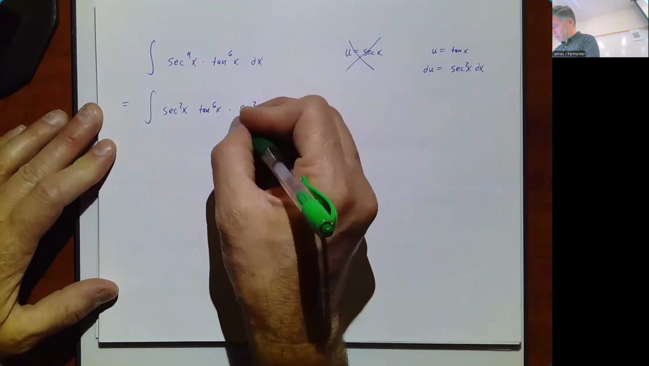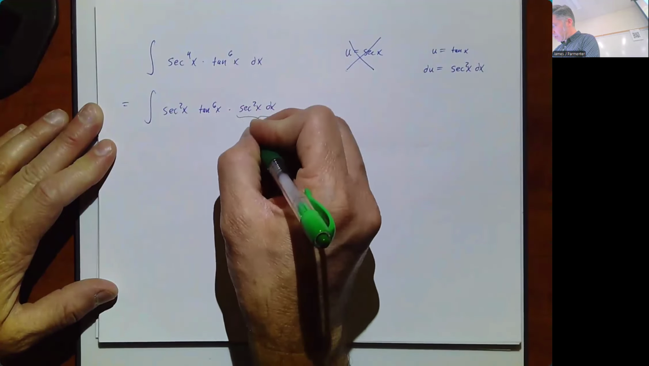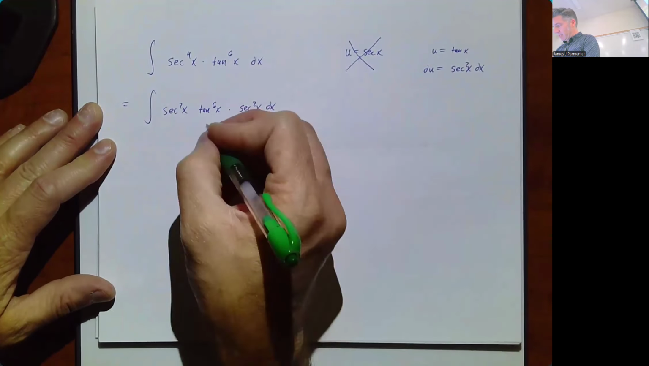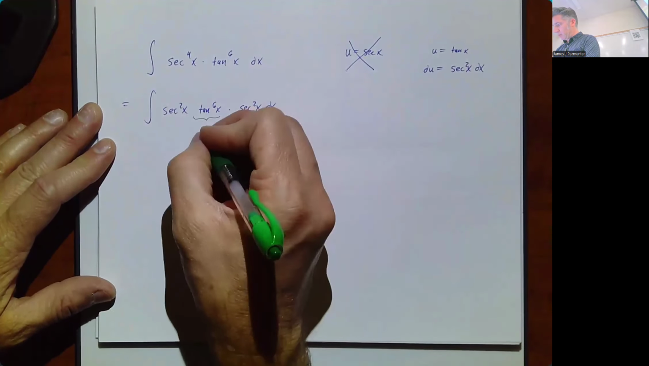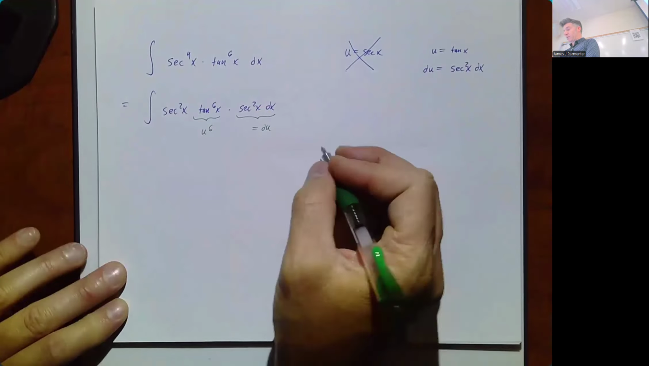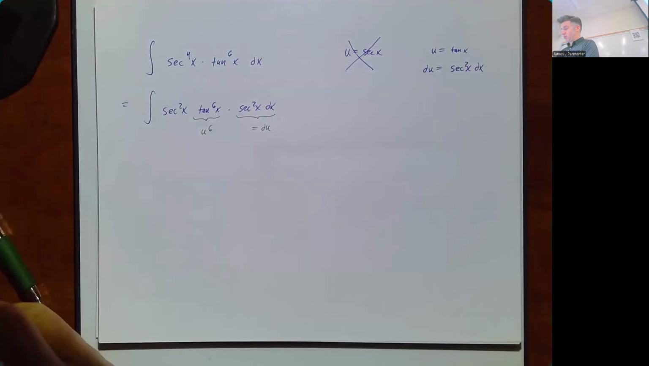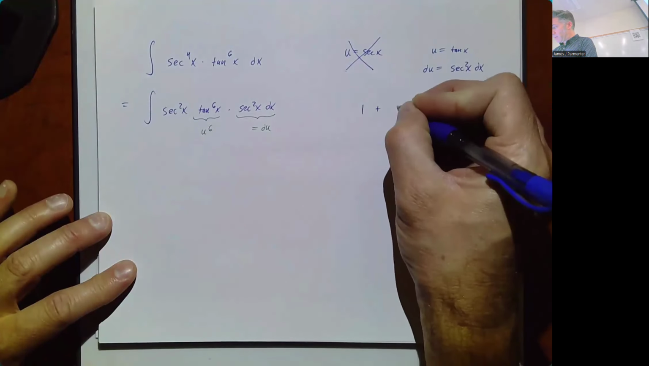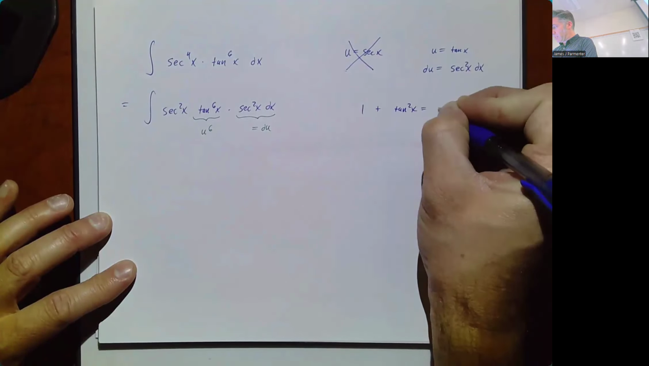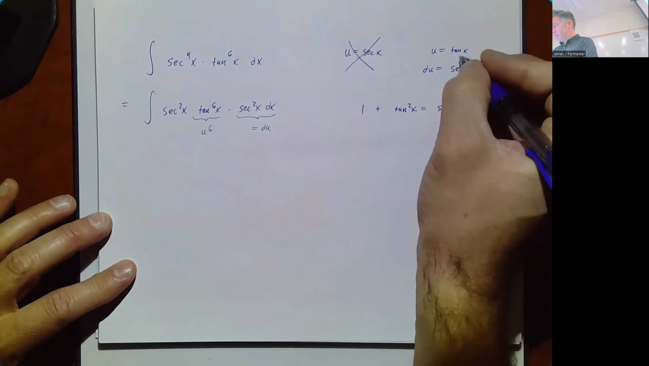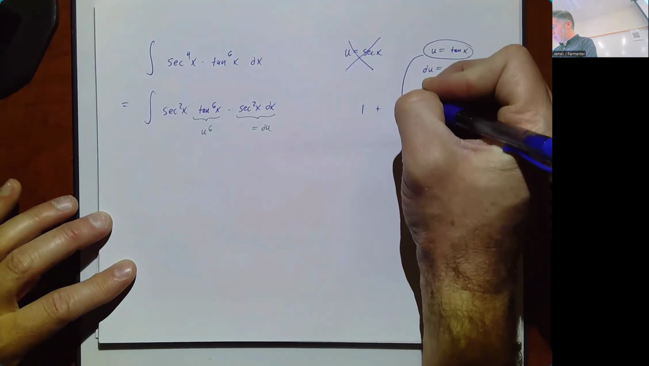And then we're going to replace stuff. My secant squared x dx is equal to du. My tangent to the 6th is equal to u to the 6th. And for the leftover secant squared, we're going to use the trig identity. We're going to say that 1 plus tangent squared x is equal to secant squared x, but tangent is really equal to u.